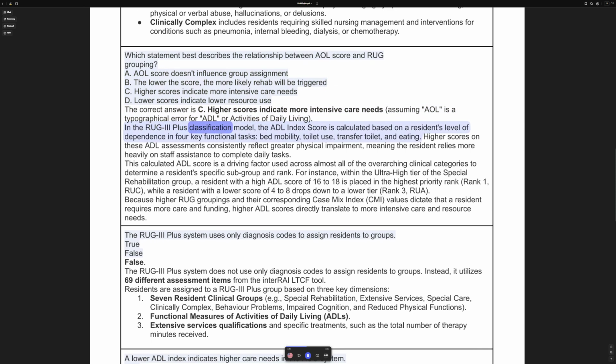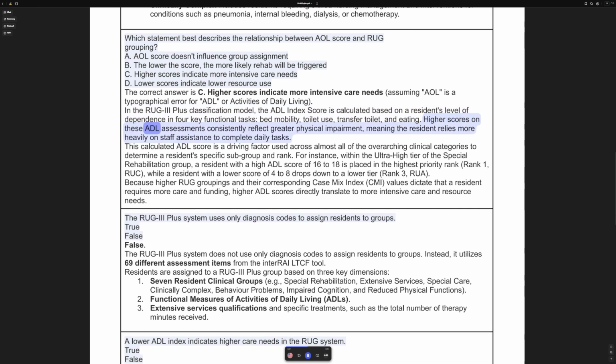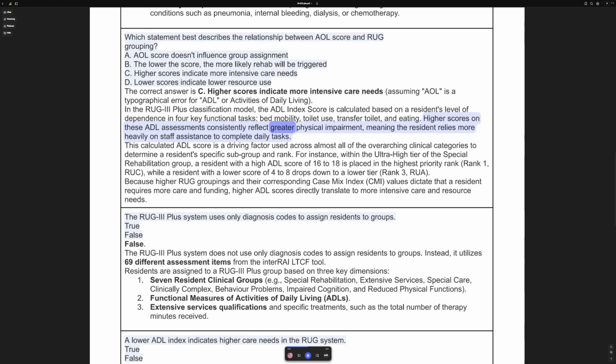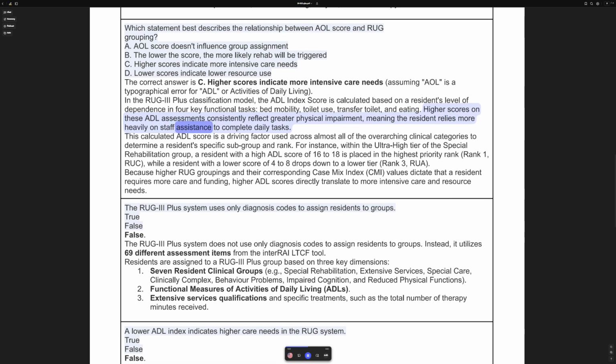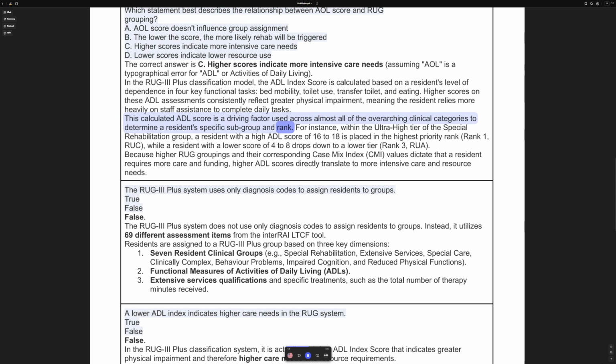In the RUG 3 Plus classification model, the ADL index score is calculated based on a resident's level of dependence in 4 key functional tasks: bed mobility, toilet use, transfer toilet, and eating. Higher scores on these ADL assessments consistently reflect greater physical impairment, meaning the resident relies more heavily on staff assistance to complete daily tasks. This calculated ADL score is a driving factor used across almost all of the overarching clinical categories to determine a resident's specific subgroup and rank.